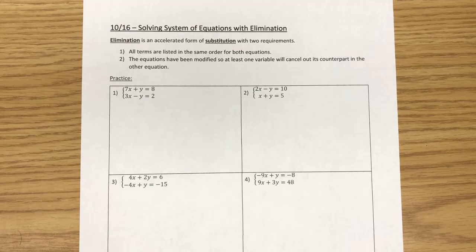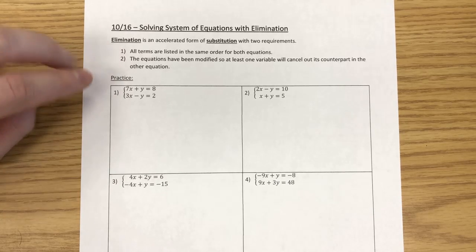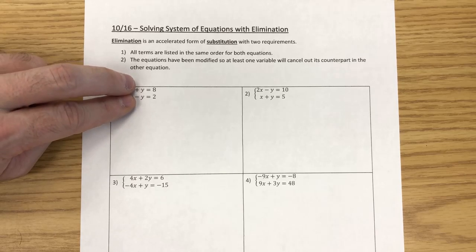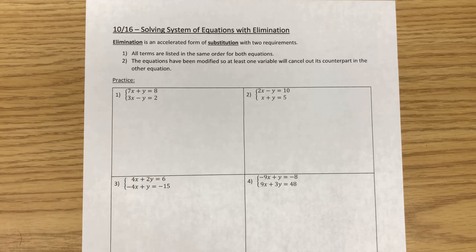So today what we're doing is an accelerated form of substitution, and this is what we're going to call elimination. Now, elimination has a few different requirements before we jump into it. The first requirement is that all terms are listed in the same order for both equations. What we notice is we have x, y on the left-hand side, and then our constants on the right. For today, every equation is going to be set up this way. They're all in standard form. Is that typical? Sometimes not, but it is necessary to use this accelerated version, and it's necessary for elimination.